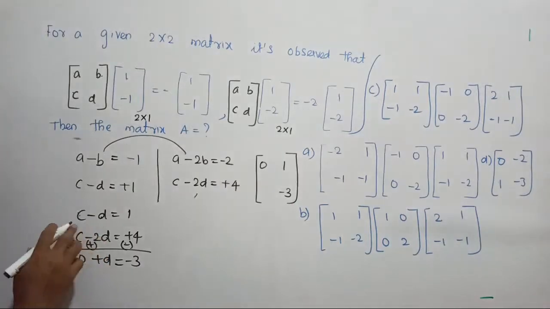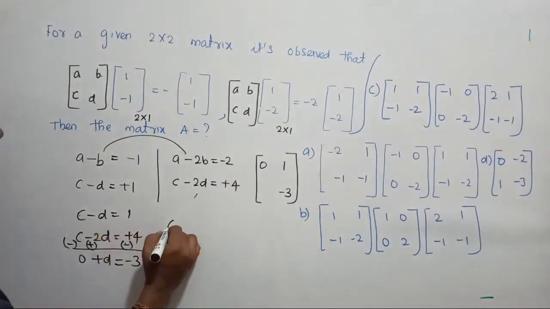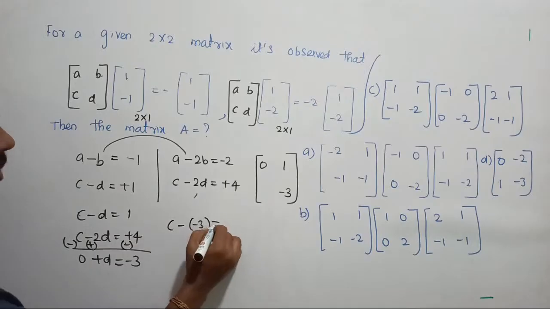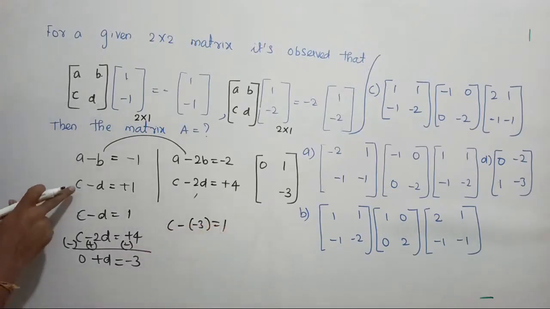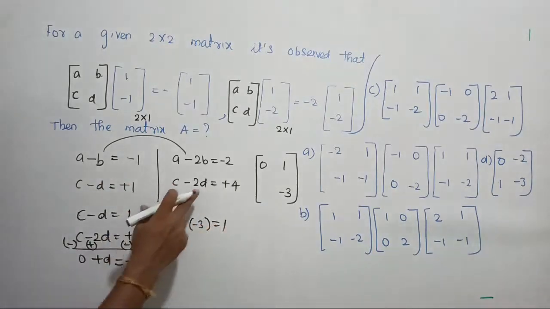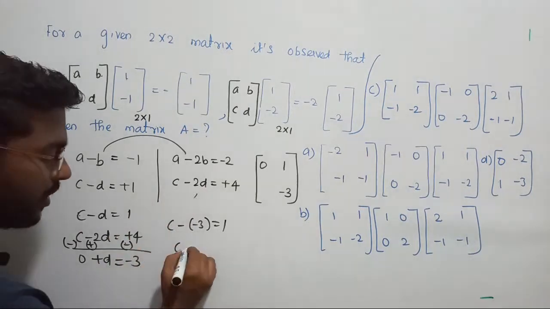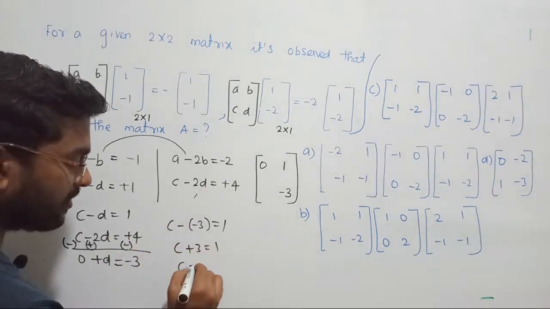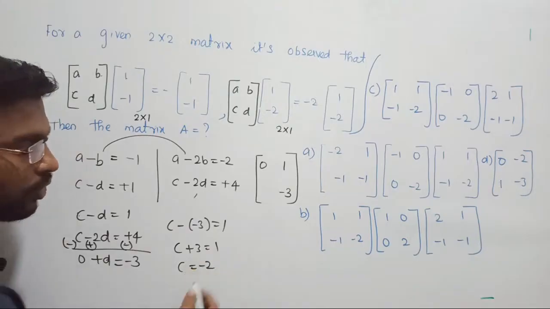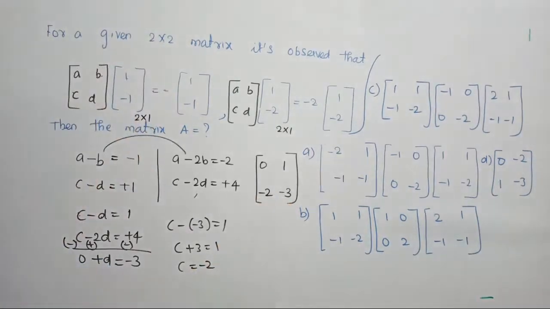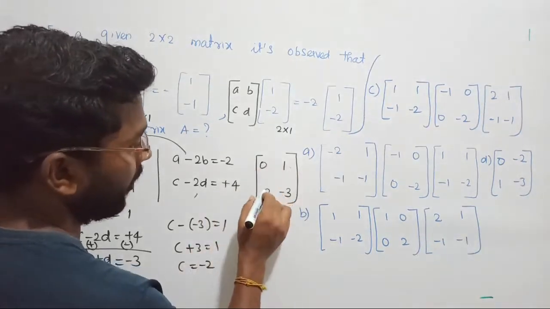What about B, C? If you substitute D equal to minus 3 in, D is minus 3 equal to 1. You can take either this one or this one and substitute D is equal to minus 3, such that C plus 3 equal to 1, or I can say C is equal to 1 minus 3 or minus 2. I can write this is minus 2. So we got the answer for the matrix. So the matrix A will become 0, 1, minus 2, minus 3.